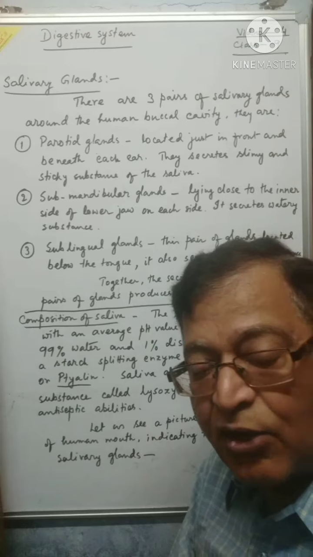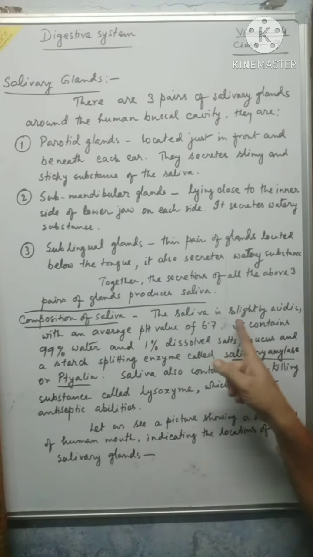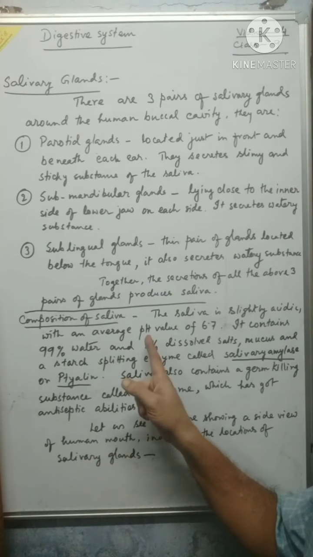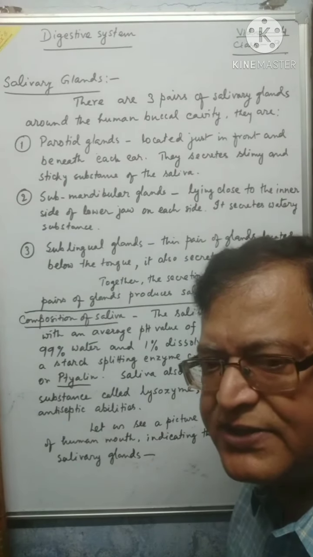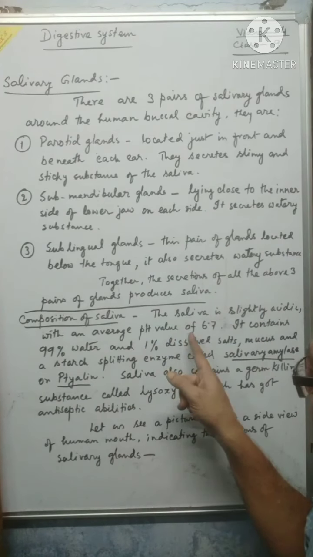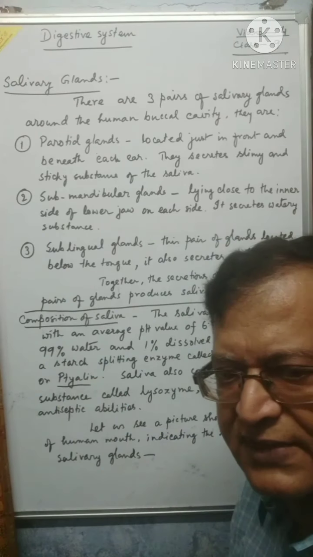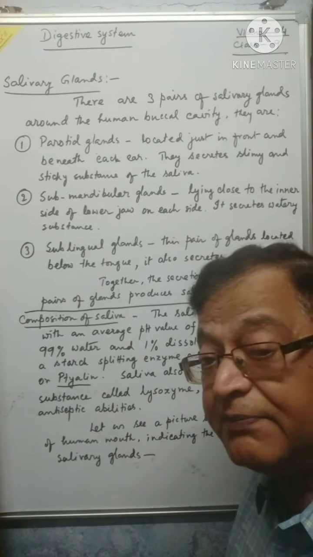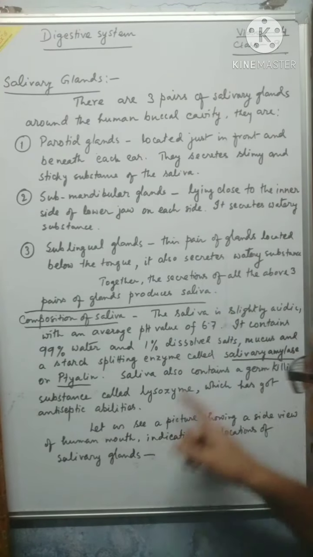Now let us see the composition of saliva, what it is made of. The saliva is very slightly acidic in nature, with an average pH value of 6.7. 7 is the neutral point, and 6.7 is close to 7, so it is very faintly acidic. It contains 99% water and 1% dissolved salts, along with enzymes, etc.